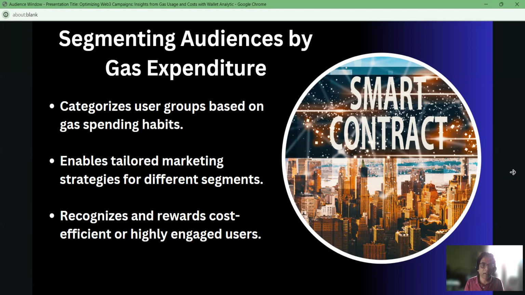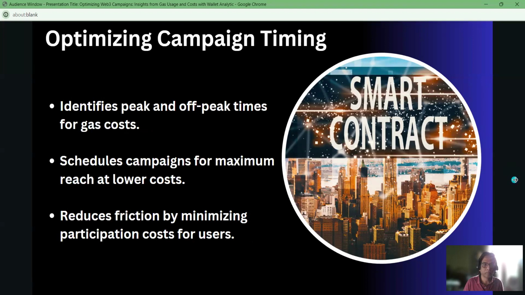You can create content, you can promote content based on the individual segment of users, and the transaction fee they spent on your Ethereum blockchain application. And also another thing is optimizing the marketing campaign. You can identify the peak times and off peak times when they should be using your Ethereum blockchain application.